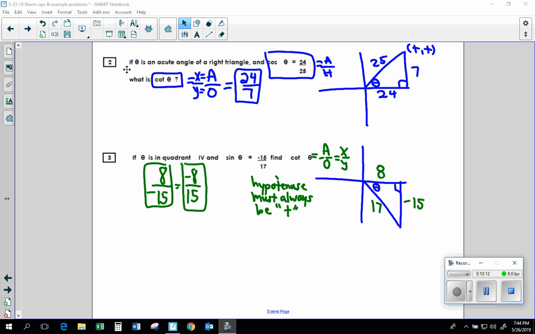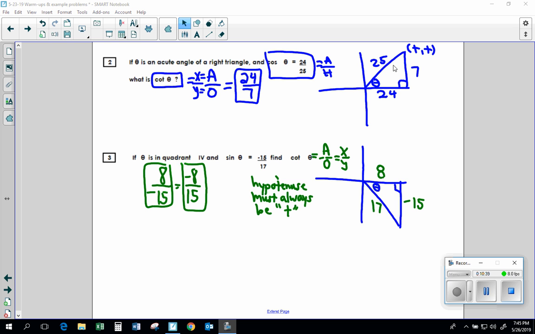All right. It says, if theta is an acute angle of a right triangle, acute means between 0 and 90 degrees. So that tells me it's in quadrant 1. So again, I draw my quadrants, x and y axis, draw a triangle in quadrant 1, put my theta right here. That's my reference angle every time. And it says the cosine of that reference angle is 24 over 25. We know cosine is adjacent over hypotenuse. So the adjacent side right here, hypotenuse right here, 24 over 25.